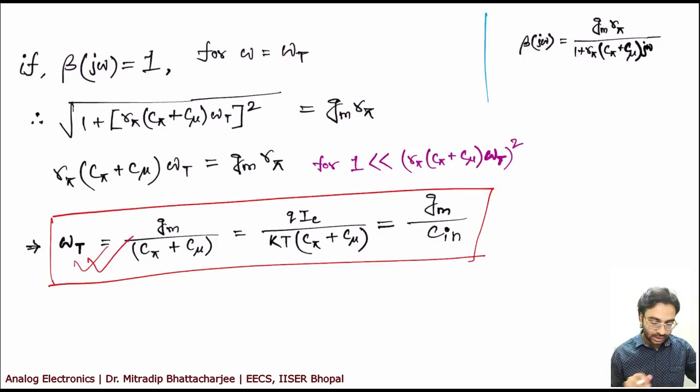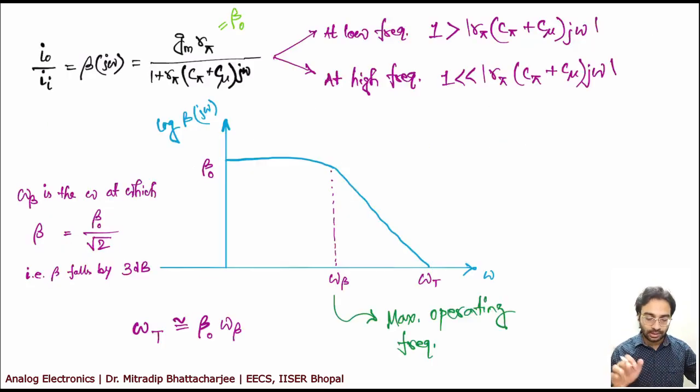So this I already have discussed. This omega t is actually giving you the figure of merit. I mean, you can use your BJT circuit up to omega t value in the frequency domain, in the range of frequency that I am saying.